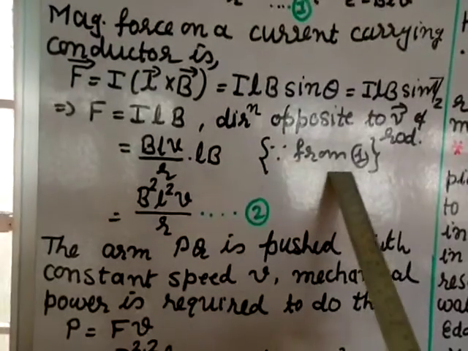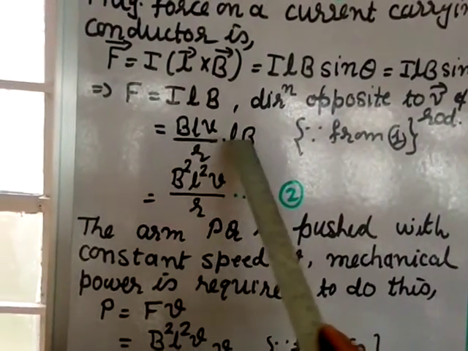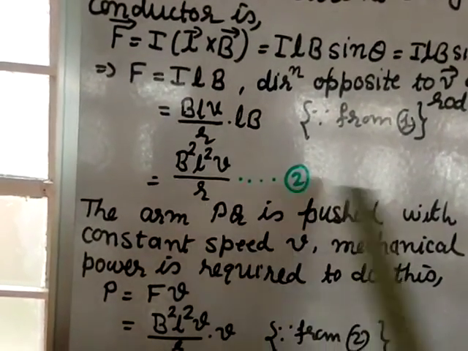Now I put the value of I from equation 1, BLV by R. So BLV by R into this L V, from equation 1. Multiply, so B square L square V by R. Call it number 2.